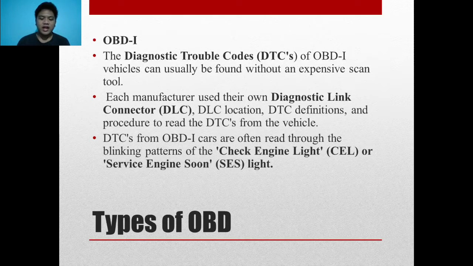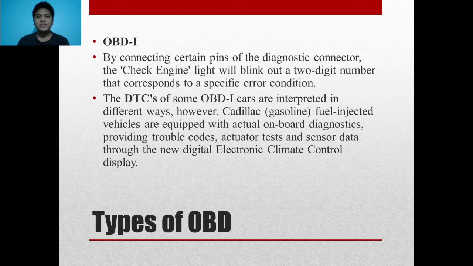So I remember that in one of my friend's Mio, the check engine light also blinks, and it's very similar to the OBD1 in the lesson here, as the blinking engine light also indicates what's the problem of the engine. By connecting certain pins of the diagnostic connector, the check engine light will blink out a two-digit number that corresponds to a specific error condition. The DTCs of some OBD1 cars are interpreted in different ways.